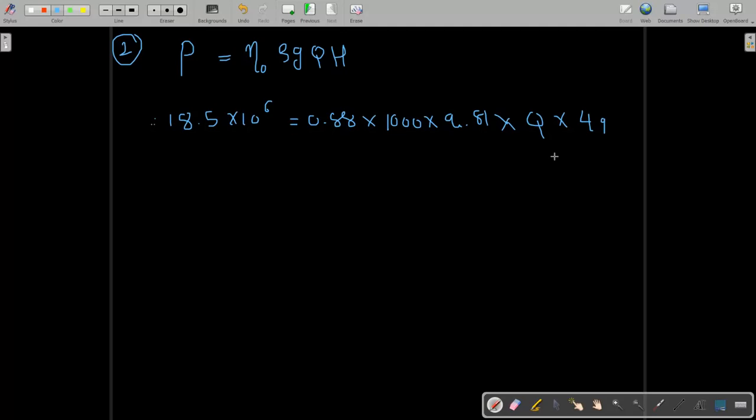So when you solve this, you will find q, and this is for prototype. So qp I am writing here. It will come out to be 43.82, 43.82 meter cube per second, okay. When you solve this in your calc, you will find this answer.